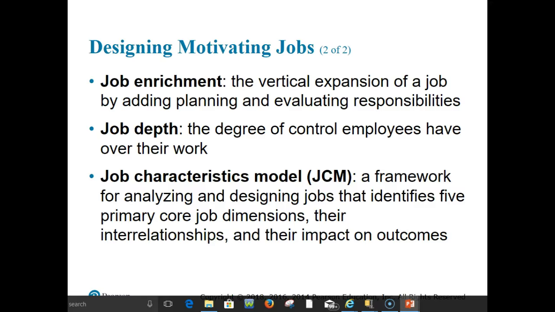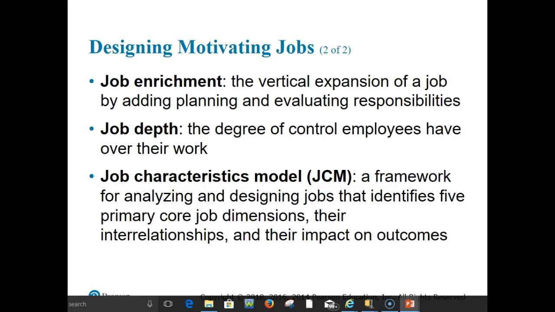Now, even though many organizations implemented job enlargement and job enrichment programs and experienced mixed results, neither approach provided an effective framework for managers to design motivating jobs. But the job characteristics model, the JCM, does. It identifies 5 core job dimensions, their inner relationships, and their impact on employee productivity, motivation, and satisfaction.